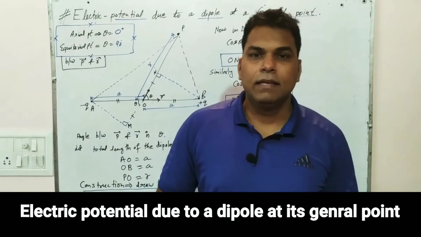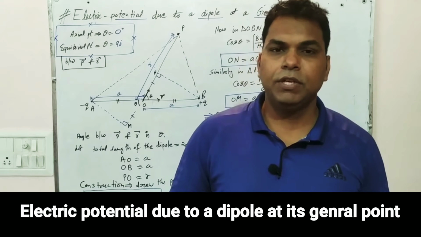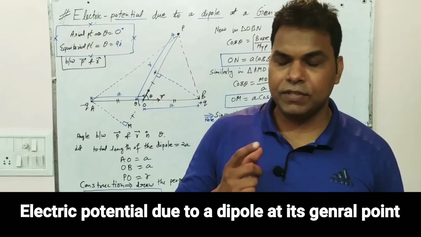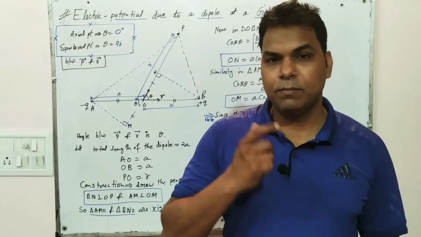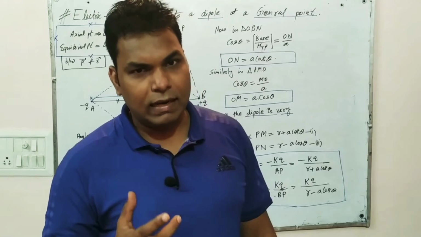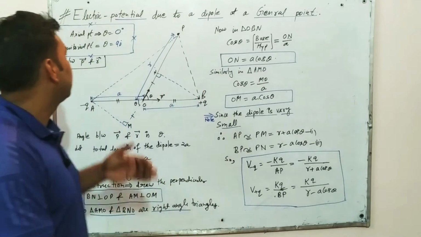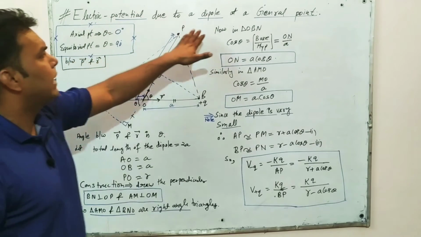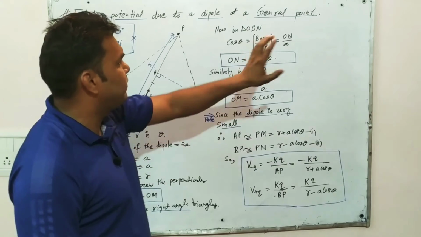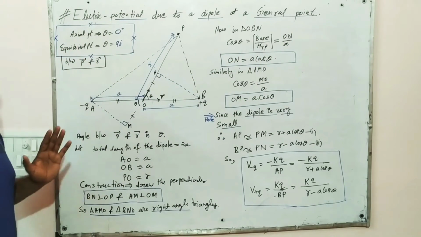Hello everyone. In this video we are going to study the electrostatic potential due to a dipole at its general point. So first we have to understand the meaning of a general point, and the difference between the general point, the equatorial point and the axial point. So our topic is electric potential due to a dipole at a general point.